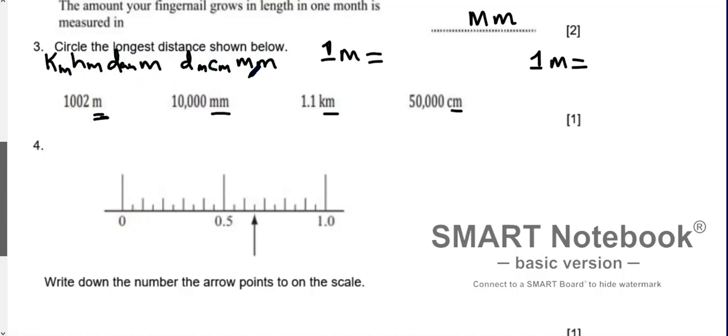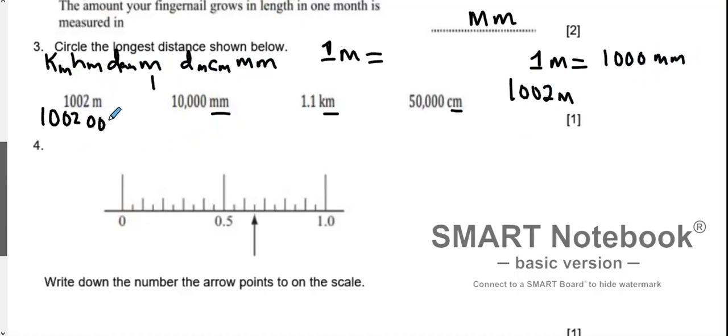So 1 meter equals to 1,000 millimeters. 1 meter equals to all those thousands of millimeters. How about 1,002 meters? So you will need to multiply by 1,000, and this will give you 1,002,000 millimeters.